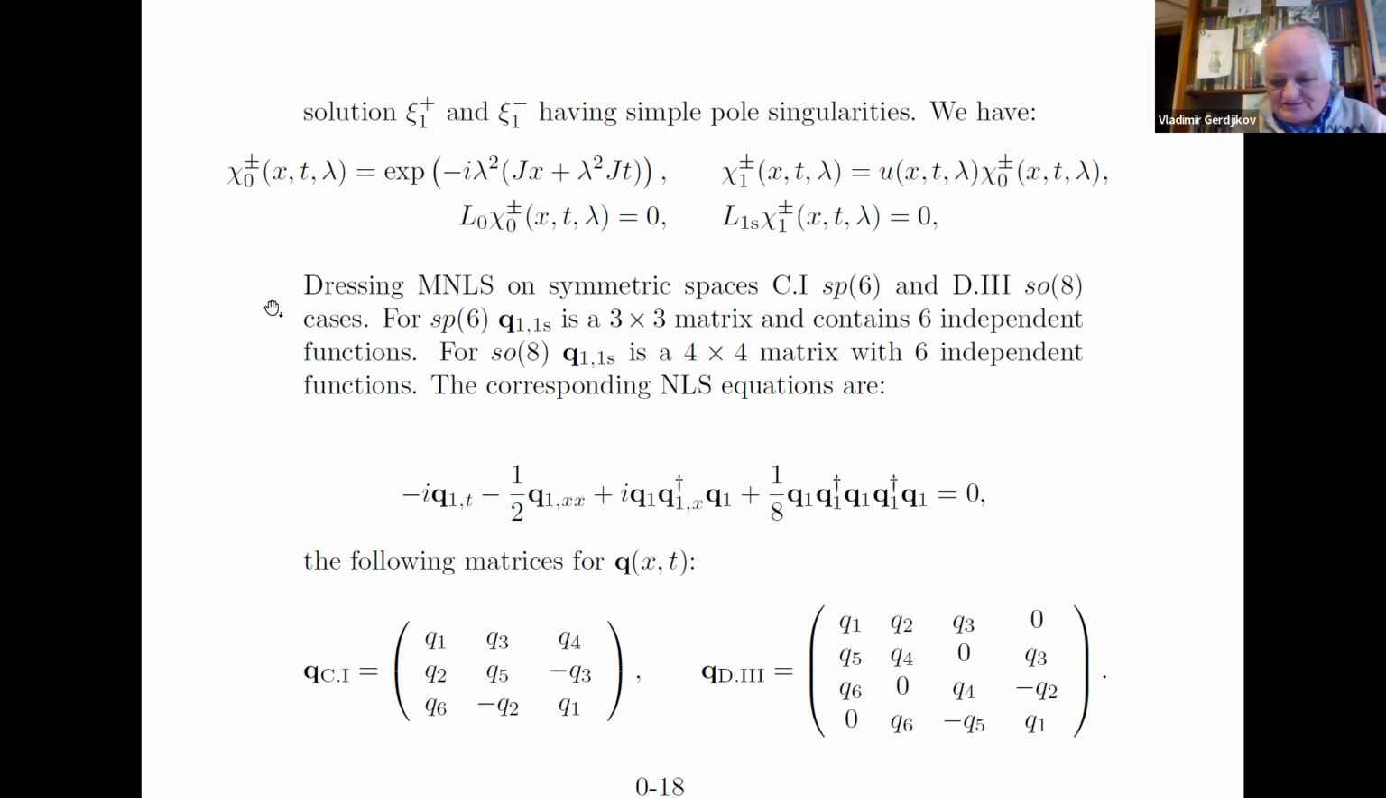How to do the dressing? Just a moment. Okay. How to do the dressing? How to calculate this dressing factor?